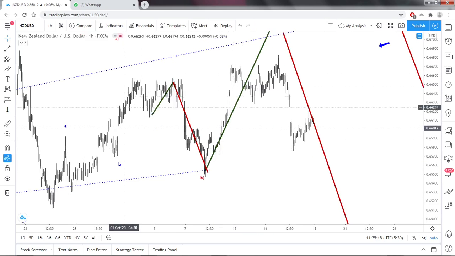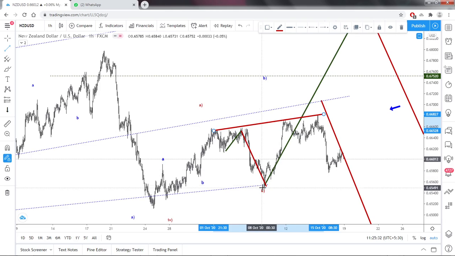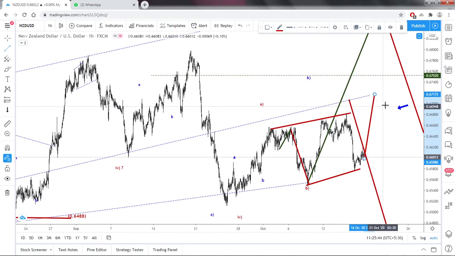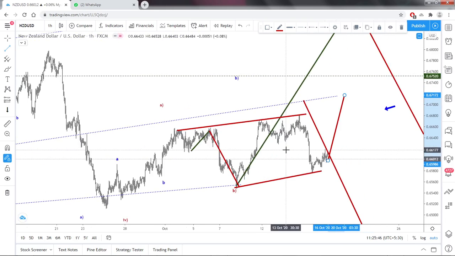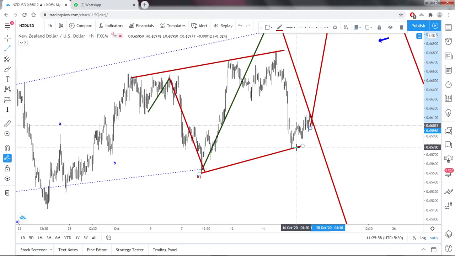So in that case, A, B, C is a W. This is an X. A, B, C here means again there is a continuation for the higher degrees possible. So in that case, it will be this kind of correction. So one A, B, C is completed. This is a W, this is an X, and again one more A, B, C to the higher side is also possible. But here I am not so satisfied to complete the structure here, whether I am looking for that impulsive wave to the downside. So beware of these kinds of structures.